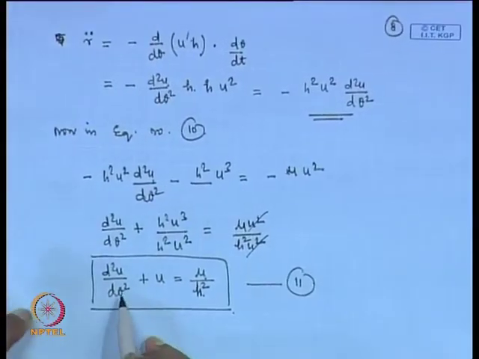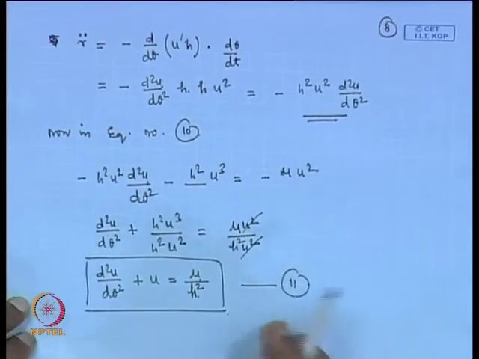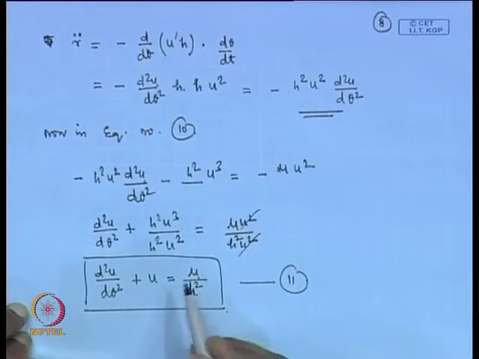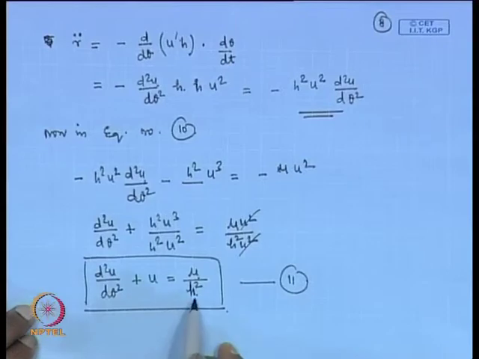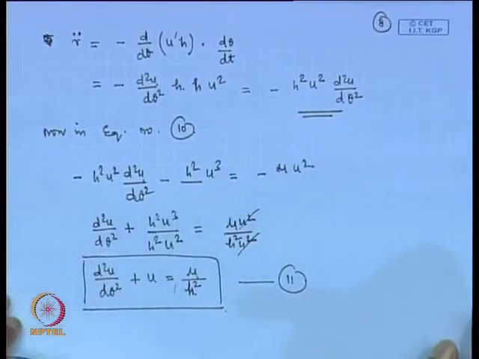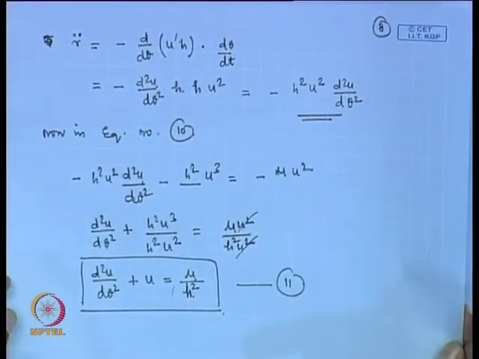Okay. So, now this equation we can look into, equation number 11. This is a linear second order differential equation, and the right hand side is mu, a constant, and h is a constant, because this is the magnitude of the angular momentum vector. Therefore, it is easier to solve, and the standard solution to this equation is available.